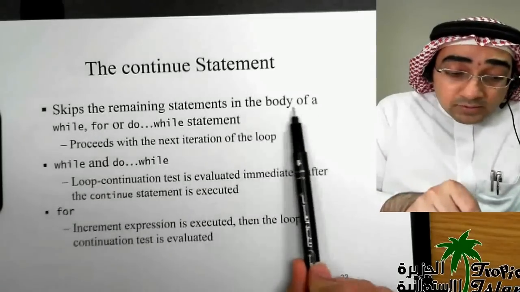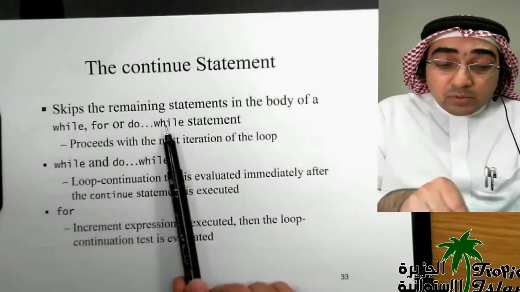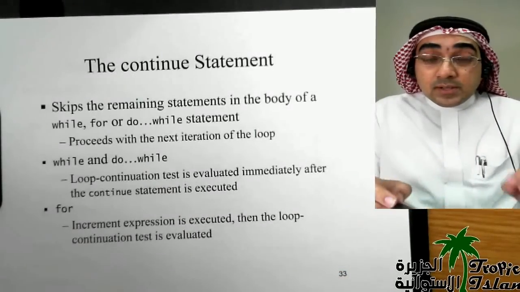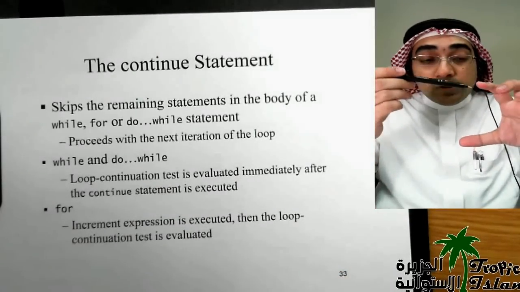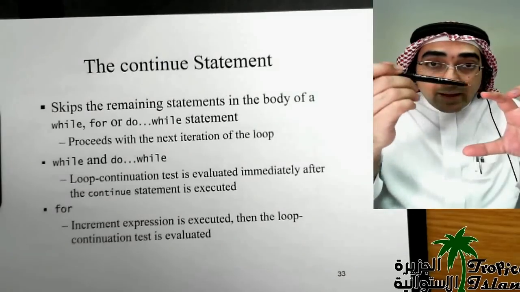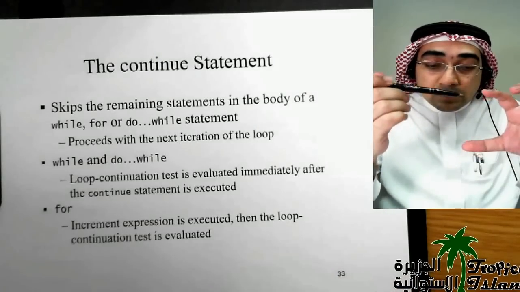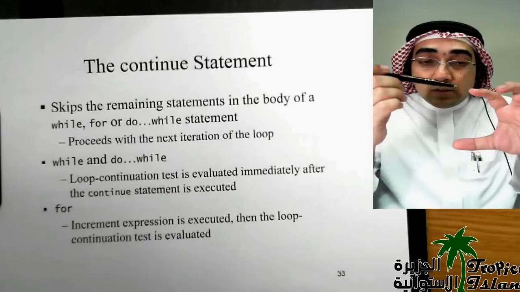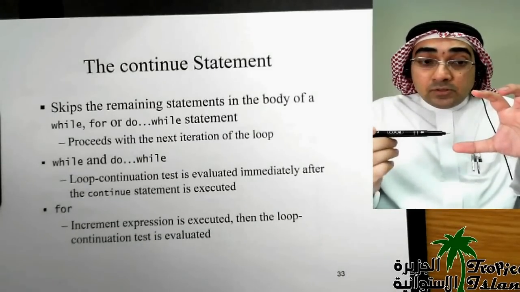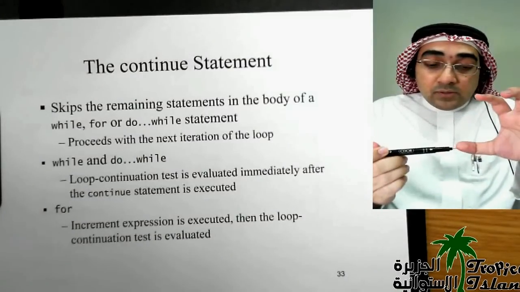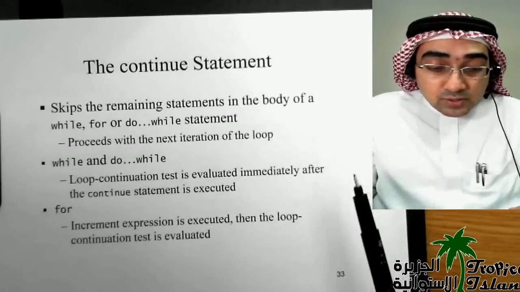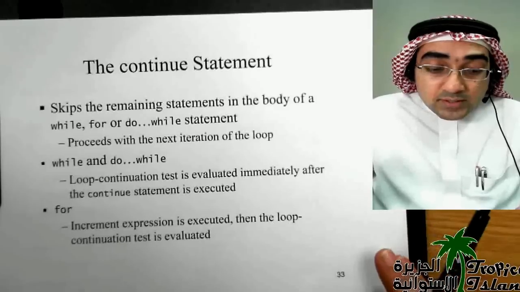The continue skips the remaining statements in the body of a while, for, or do while statement. So if you put continue inside a for or a while, you will not continue to the end. As soon as you hit the continue, you go back to the condition, or the initialization and update, depending on whether it's a while or a for, and you start from there again. If you hit another continue, you go back again. If you don't hit a continue at the end of this structure, you go back and check the conditions. Okay, so this is where the continue comes into place.